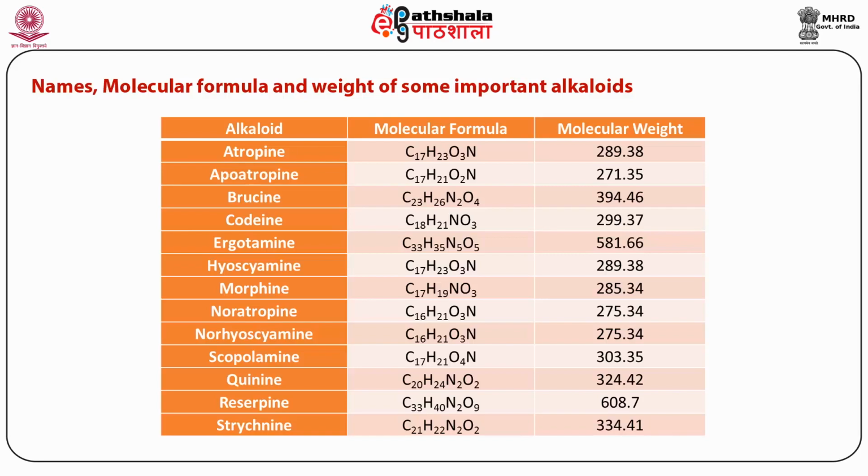Two strychnos alkaloids found in Nux vomica, brucine and strychnine, are down in the list. Codeine and morphine are the two opium alkaloids which differ in one extra methyl group. So we have morphine, C17H19NO3, while codeine is C18H21NO3. Other alkaloids on the list are quinine, reserpine and nortropine.